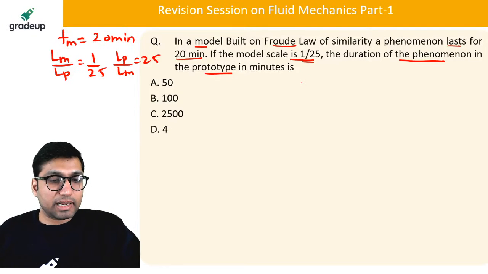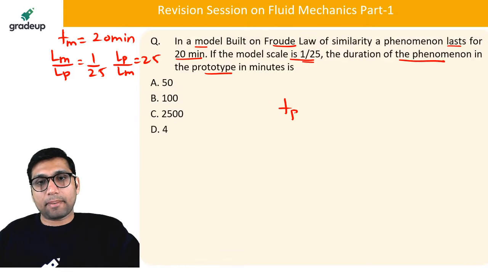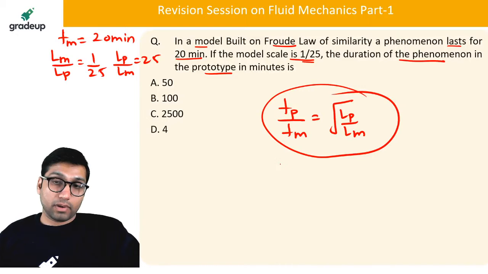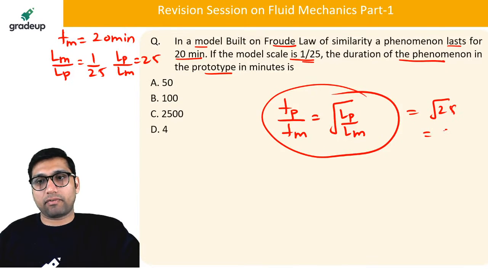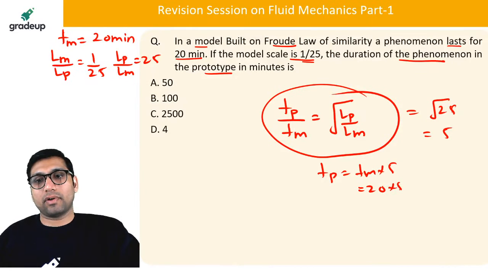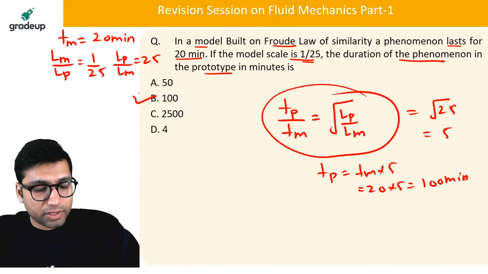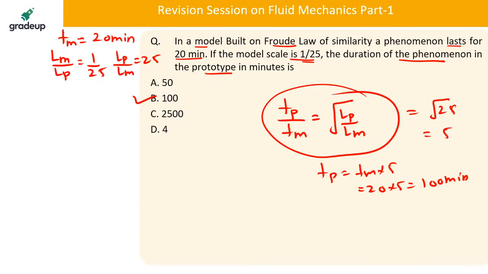Come on, tell me the answer for this question quickly. I have told you that time in the prototype by time in the model is equal to root of Lp by Lm. This is given, so it is very simple. It is root of 25, that is 5. So Tp will be equal to Tm into 5, that is 20 into 5, which is 100 minutes. Very simple question. The answer will be option B. Have you got the answer, everyone? Tell me quickly.